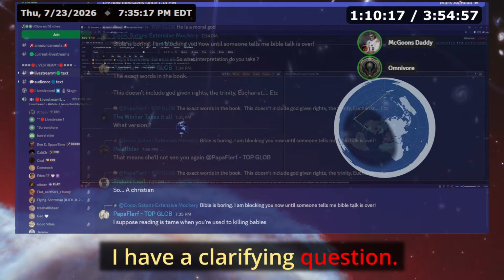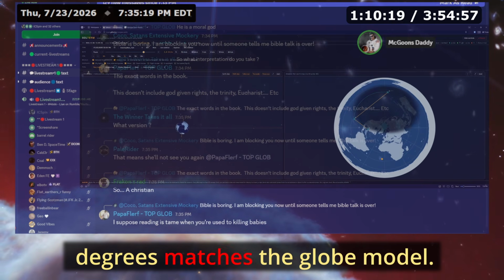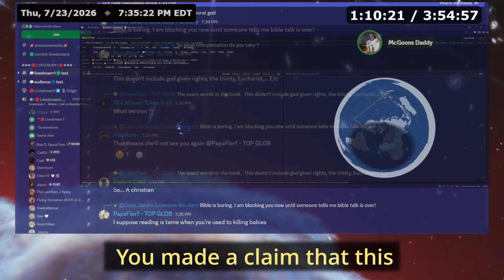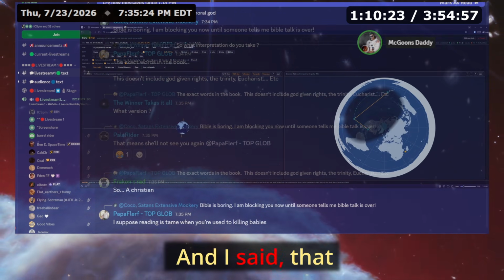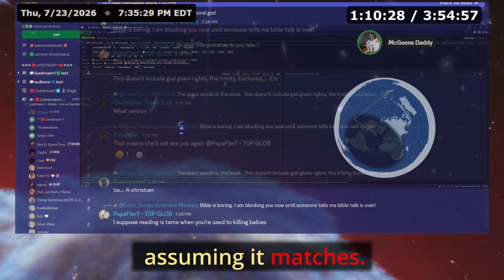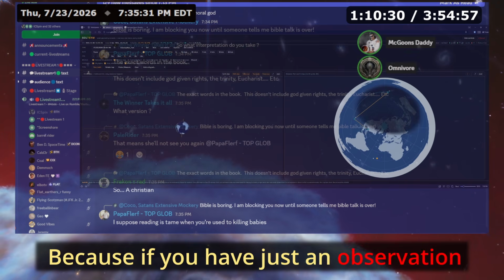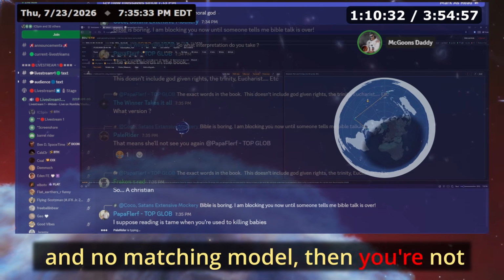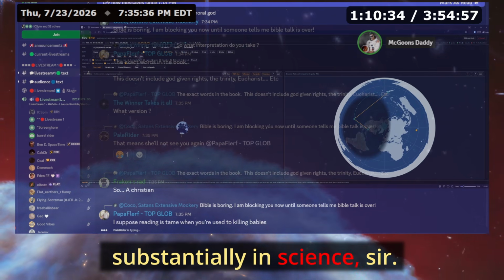I have a clarifying question. No, you have to show why the 3 degrees matches the globe model. You made a claim that this 3 degrees proves the globe, and I said that doesn't match any globe model. Bring the globe model that you're assuming it matches. Because if you have just an observation and no matching model, then you're not actually saying anything substantial in science, sir.